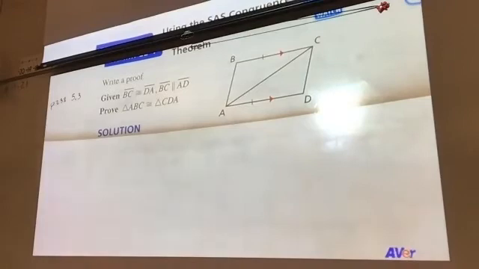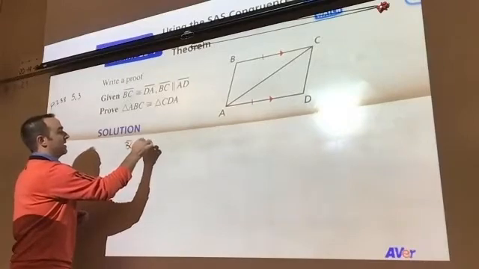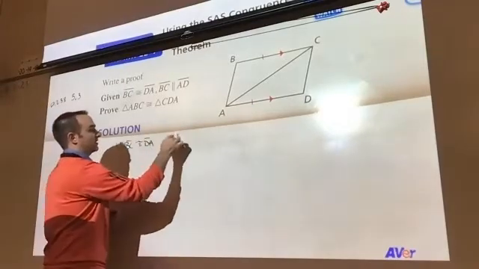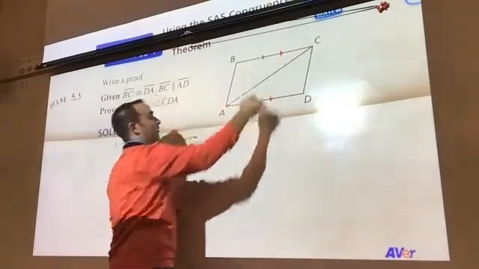But remember, we need two pairs of sides. We need the included angle to be congruent. They give us one of those sides. So they give us BC is congruent to DA. We know that's given. That's already marked up here. Those are congruent.